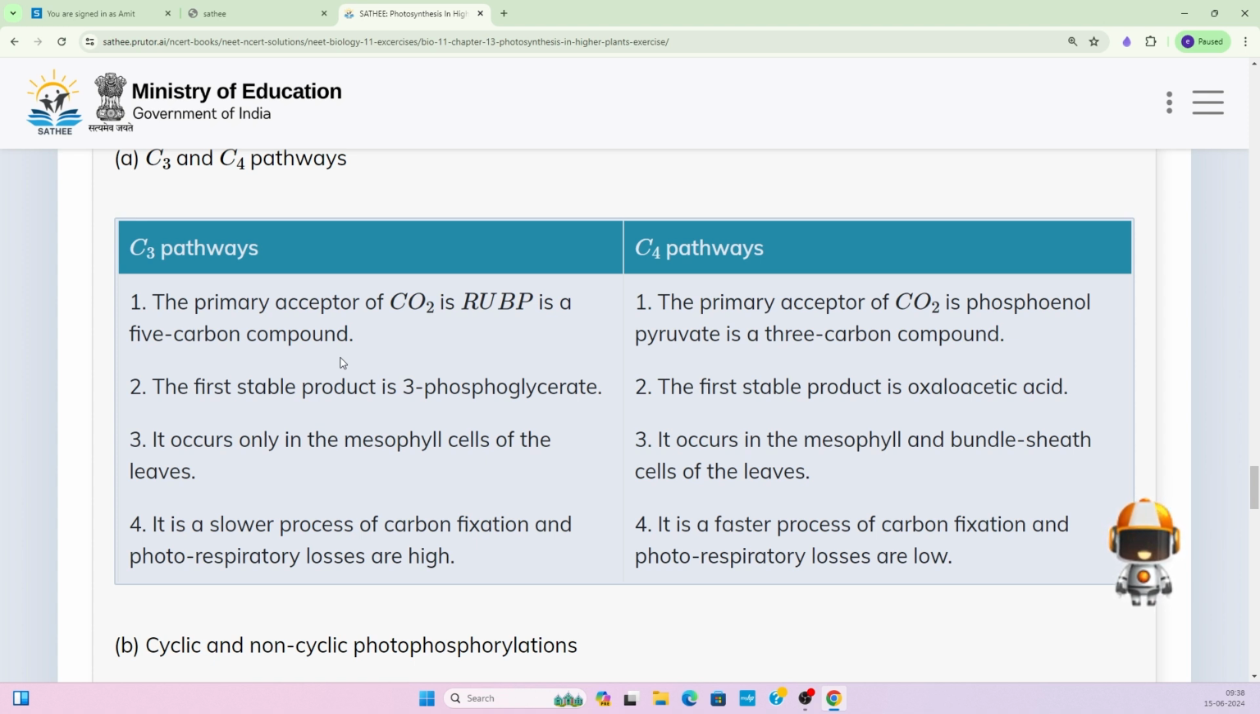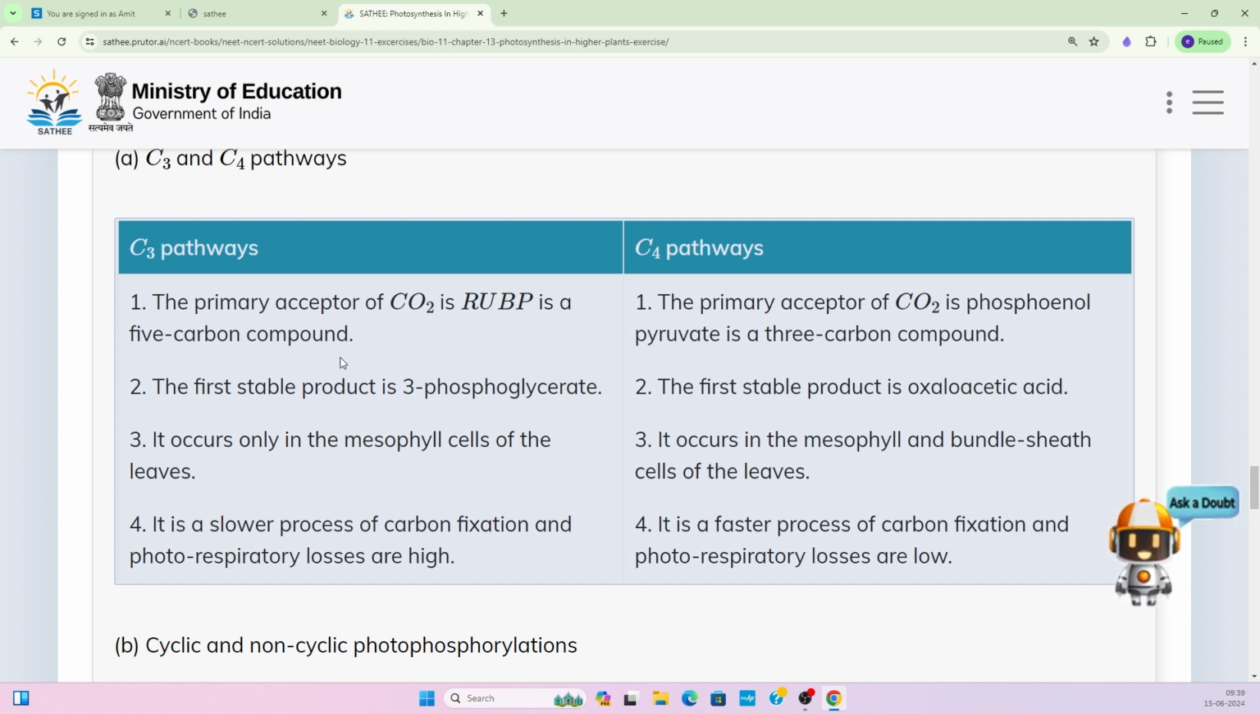And this is the reason, because the 3-phosphoglycerate is the first stable carbon compound, right? So it is called the C3 pathway because it is the 3-phosphoglycerate, a 3-carbon compound. And in the same way, oxaloacetic acid is the 4-carbon compound, and in the case of the C4 cycle, it is the stable compound, that is the 4-carbon compound, and that is why it is called the C4 pathway.